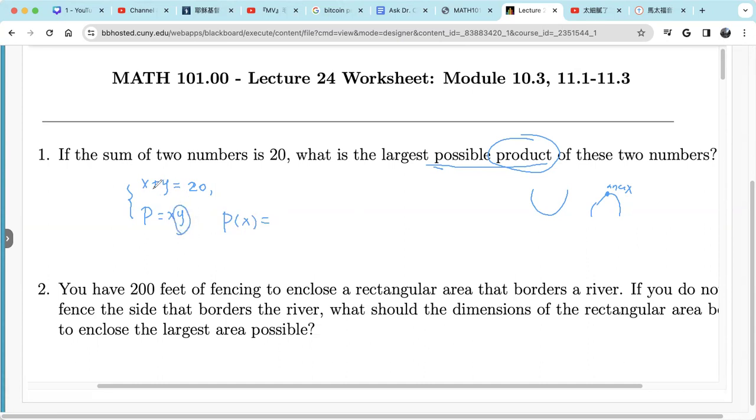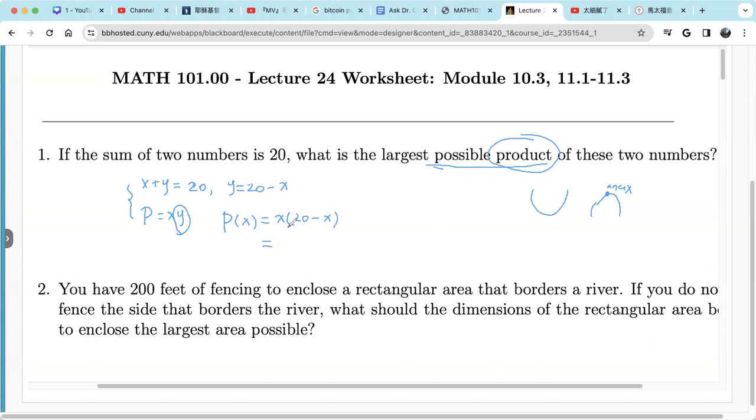And yes, the first equation gives us x plus y equals 20. We can rewrite it as y equals 20 minus x, right? You can think actually y is a function in terms of x. Y is a linear function. So now we're going to substitute y with 20 minus x.